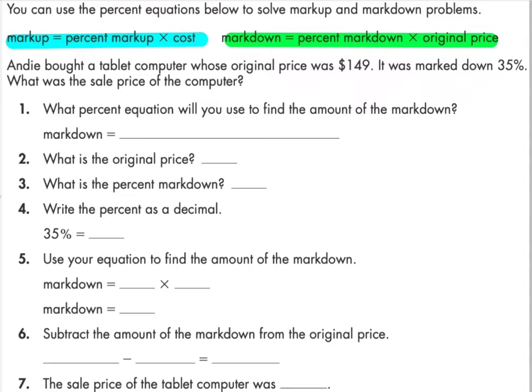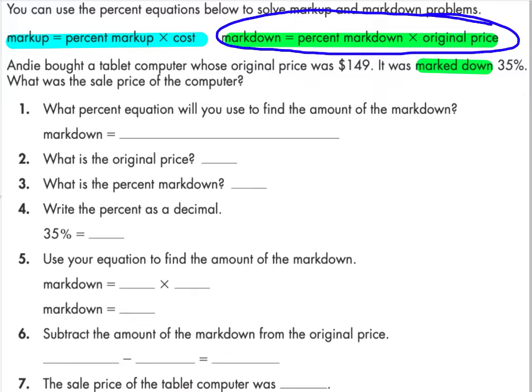The whole key is going to be whether we're adding it to the price or subtracting it from it at the very end. So for this first part, it says Andy bought a tablet computer whose original price was $149. It was marked down 35%. For this one, we're going to want to use this equation. Which percent equation do we want? We want markdown is equal to the percent times the original price. Think of this as kind of like a discount. We're lowering the price, or we're marking it down so it's less expensive than it was.